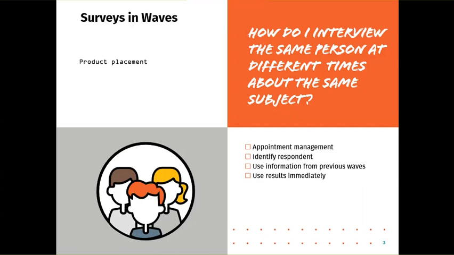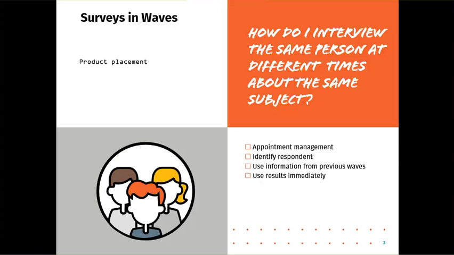So, surveys in waves. What do we understand surveys in waves to be? For a simple product placement, you visit a respondent once, you leave a product, and you revisit that same respondent 1 week or 2 weeks later to take a survey about how he liked the product. You might use a second, a third, or even a fourth wave, each time interviewing the same respondent about the same topic.